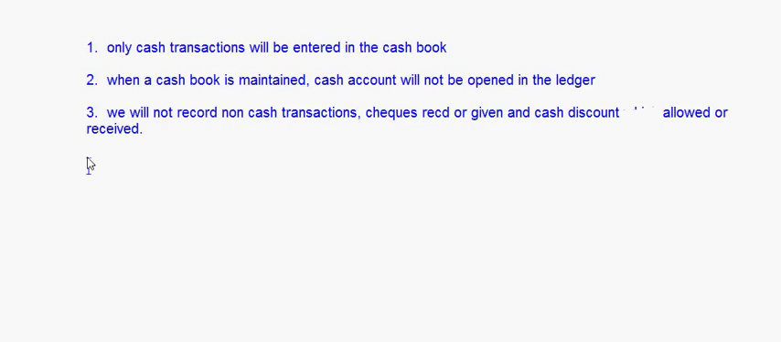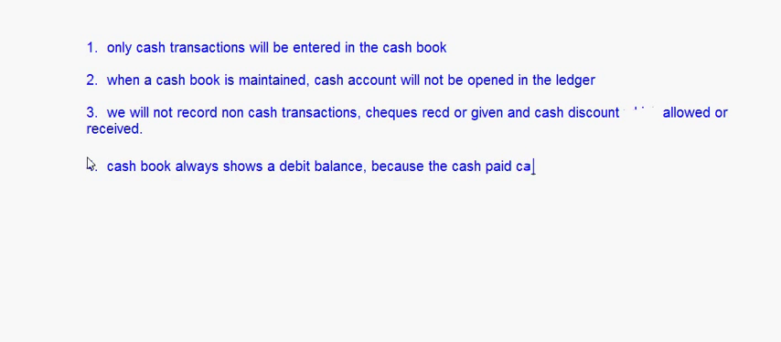The cash book should always show a debit balance. Cash book always shows a debit balance. That is because the cash paid cannot exceed the cash which you have in hand, right? So the credit side will always be short, and you will always have the closing balance on the credit side. Fine.